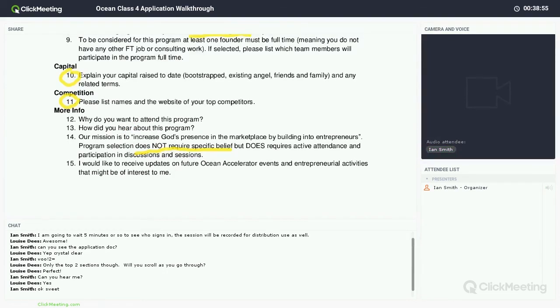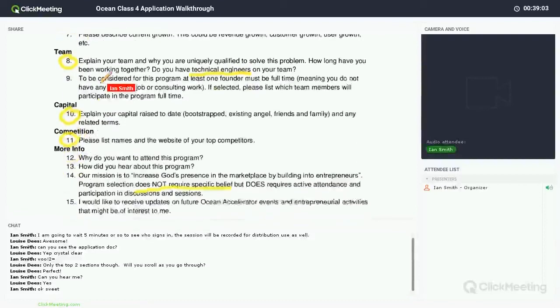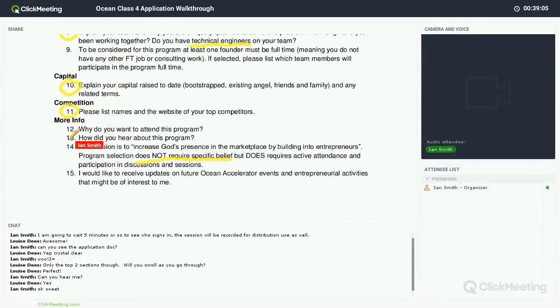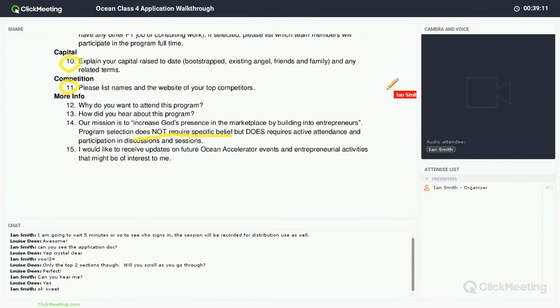Competition, give us an overview of, we're probably looking for 3 to 4 competitors, what they do, where their websites are, so we can actually go on their websites and check out their business, and why you are different. Again, you already said up here what's unique about your solution, but here's an opportunity for you to just kind of nail that down and say, here's why we're different. And then we have the more info section.